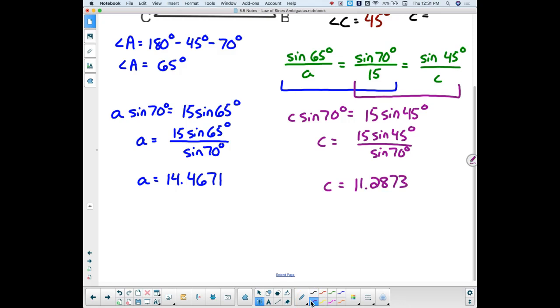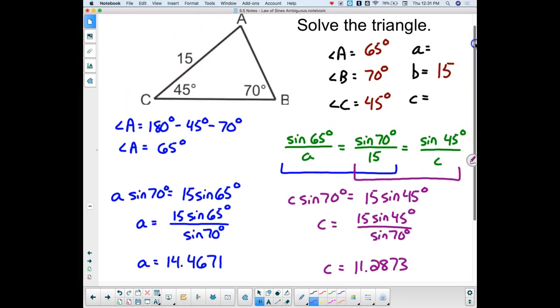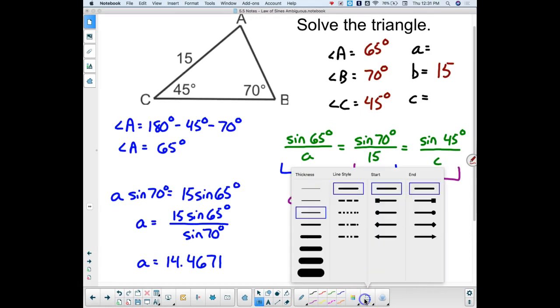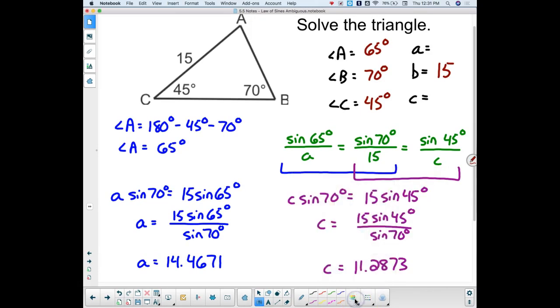Now, most of the time, we will round to the tenths in our final answers. Okay? So I would say that side A here is 14.5 units, and side C is 11 units. Does anybody remember from back in geometry how to check if we're right or not, or one of the logic checks that we could run right now?